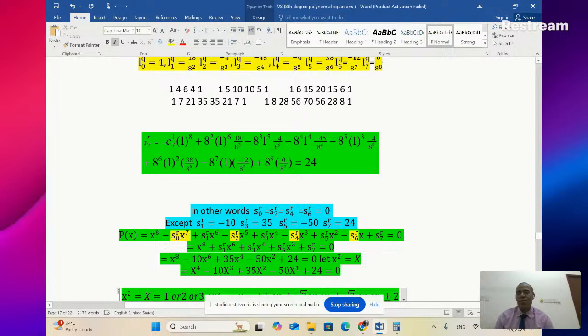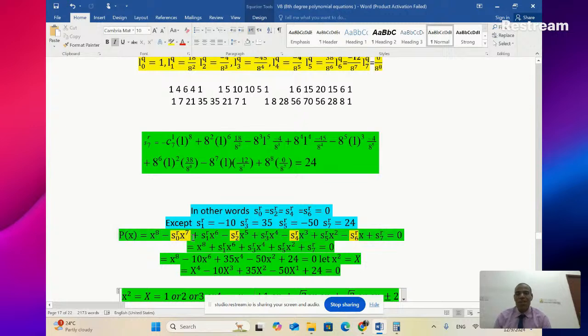We have x raised to the power 8 minus s0 of odd q x7 plus s1 of odd q x raised to the power 6 minus s2 of odd q x raised to the power 5 plus s3 of odd q x raised to the power 4 minus s4 of odd q x raised to the power 3 plus s5 of odd q x squared minus s6 of odd q times x plus s7 of odd q equals 0. Therefore, learners, we said that S0, S2, S4 and S6 are all equal to 0. Therefore, no need to write them here in the second equation.